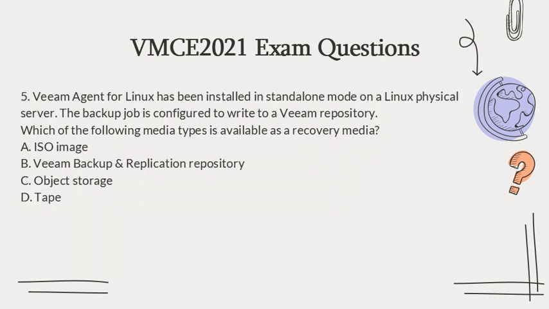5. Veeam Agent for Linux has been installed in standalone mode on a Linux physical server. The backup job is configured to write to a Veeam repository. Which of the following media types is available as a recovery media? A. ISO image. B. Veeam Backup and Replication repository. C. Object storage. D. Tape.